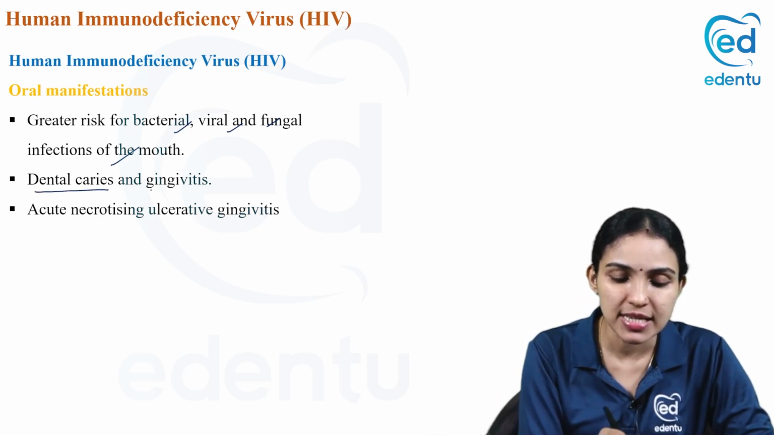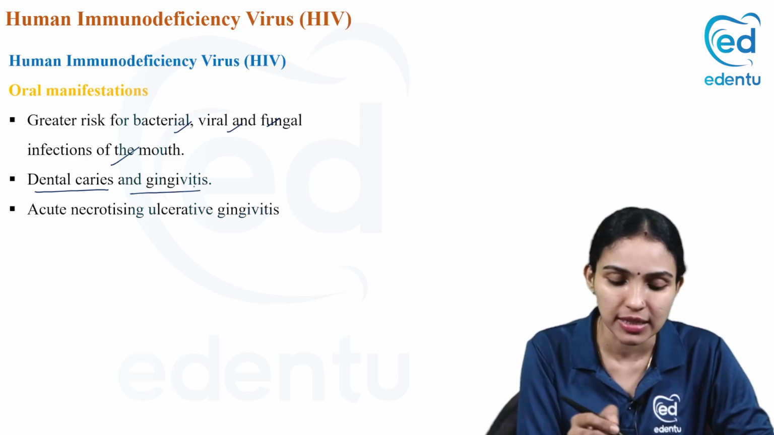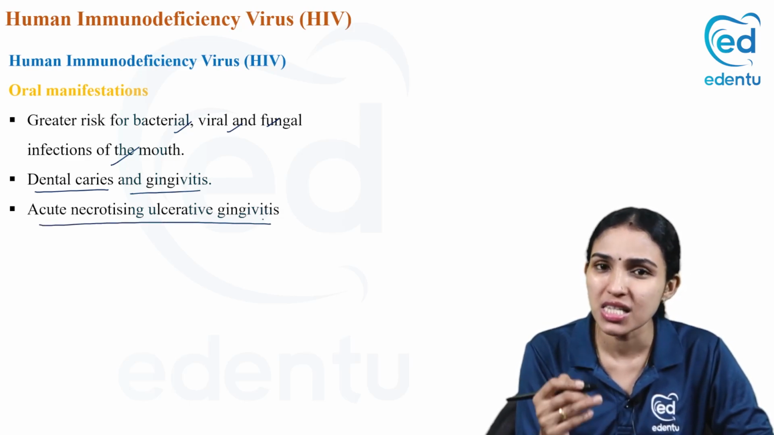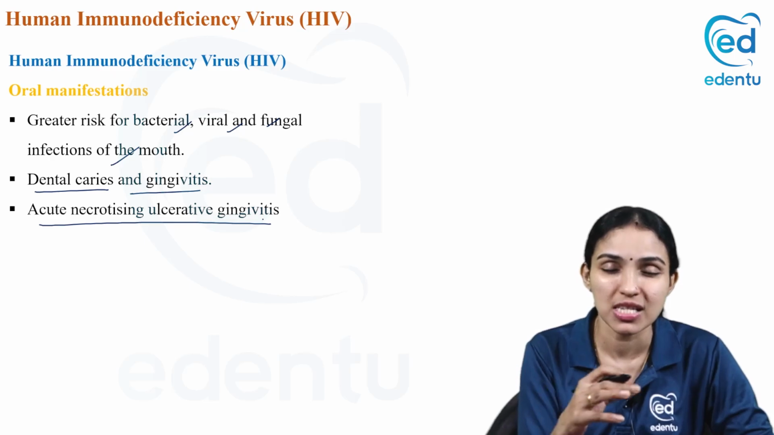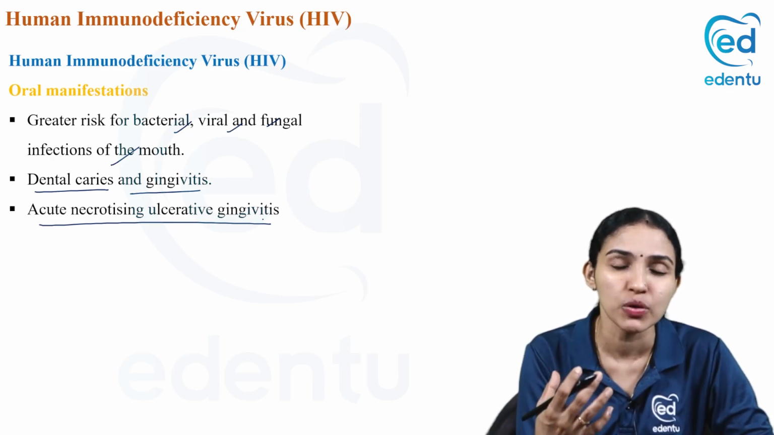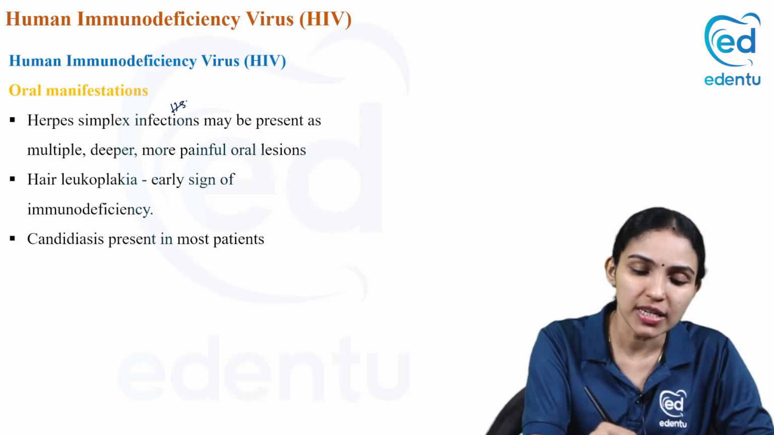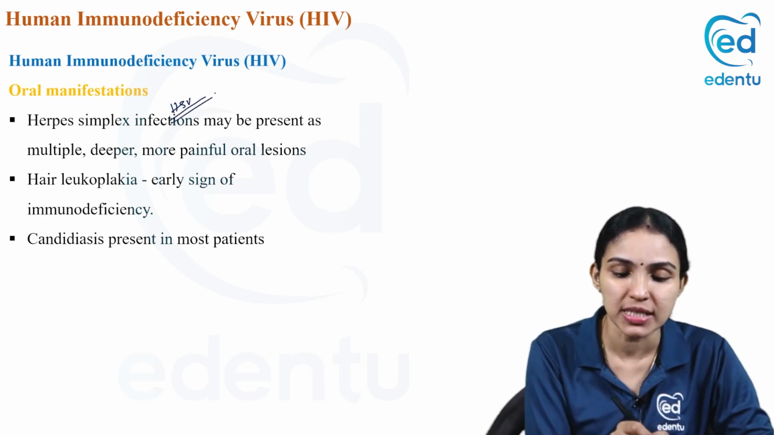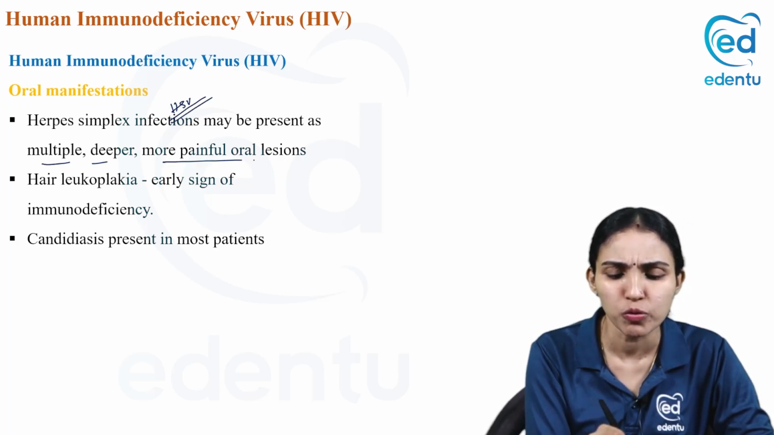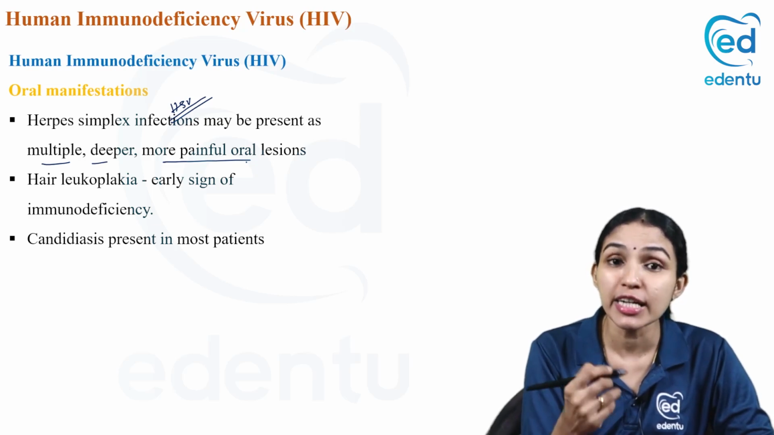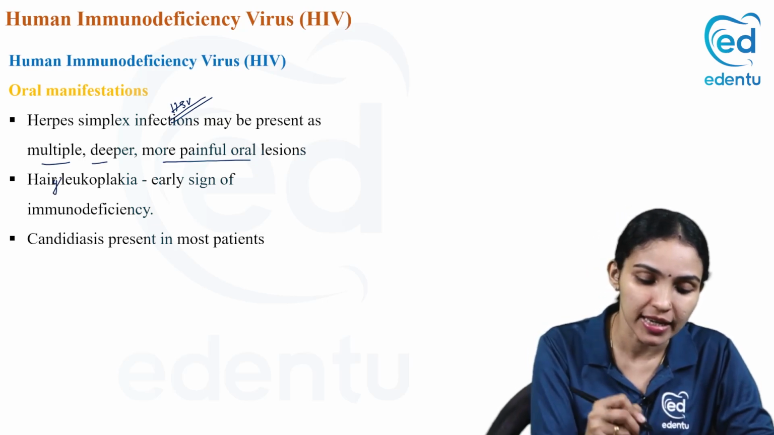So dental caries and gingivitis can occur recurrently. Acute necrotizing ulcerative gingivitis can be more severe, like necrotizing and ulcerative. Herpes infections, HSV infections are more common, and may be present as multiple, deeper and more painful oral lesions. Hairy leukoplakia is another thing. It is hairy.